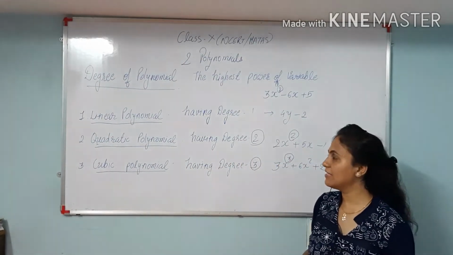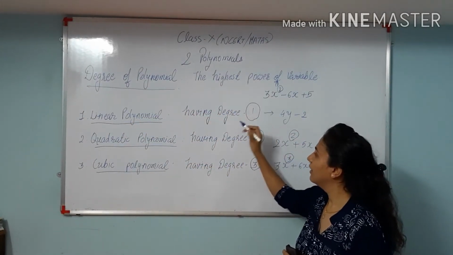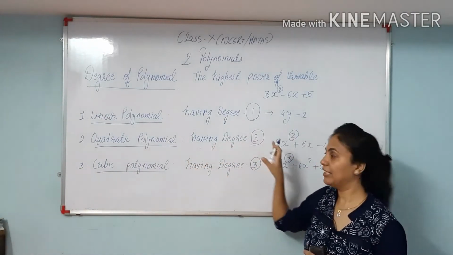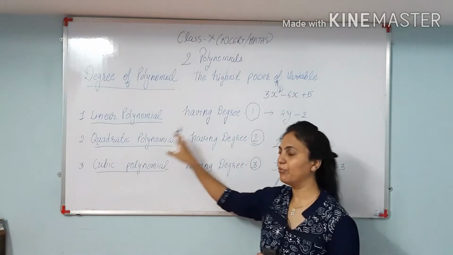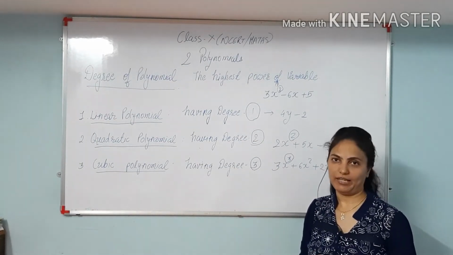We are going to revise again. Linear polynomial having degree 1, quadratic polynomial having degree 2, cubic polynomial having degree 3. That is the highest power.